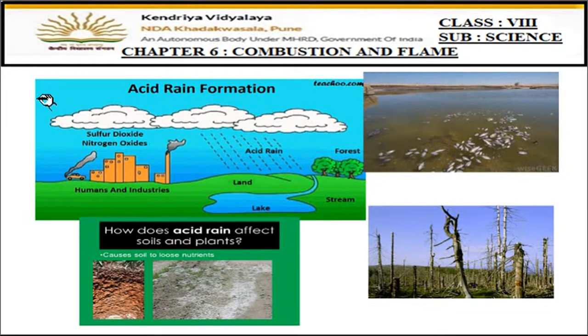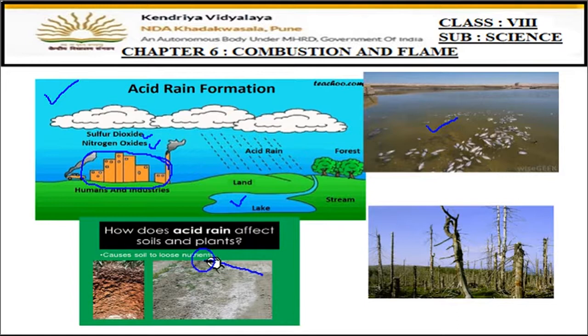Then next you can see here acid rain formation. You can see the industry here, and nitrogen and sulfur dioxides are released from the industries. Now when these oxides mix with the rainwater, they form acids, and when this acid rain comes down, it kills all the plants, animals, these aquatic animals and all. Okay, so you can see here how the animals are dying due to the acid rain.